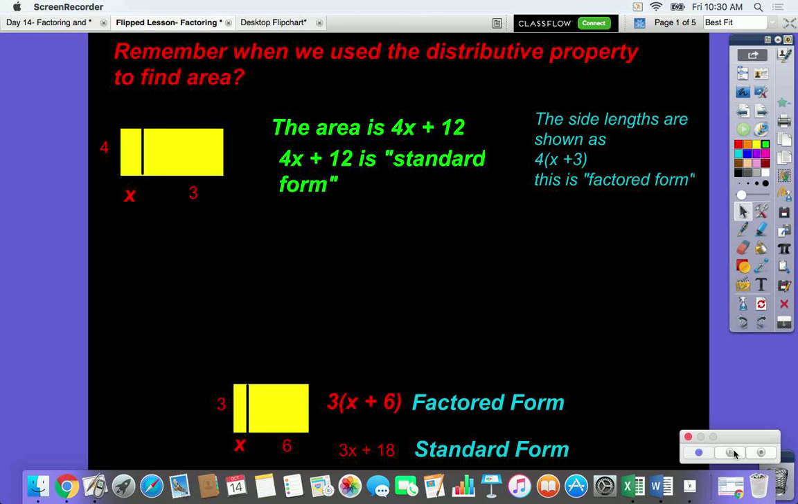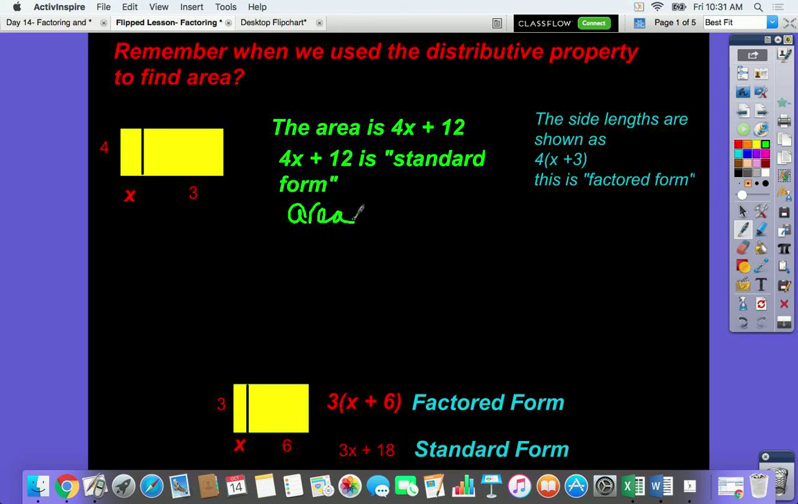All right, you guys, I wanted to do just a short lesson to review what we learned today in class on factoring expressions. So what you see here in front of you are just two area models to help us make sense of the difference between standard form and factored form. When we think about standard form, we're really looking at what is the area of the figure.